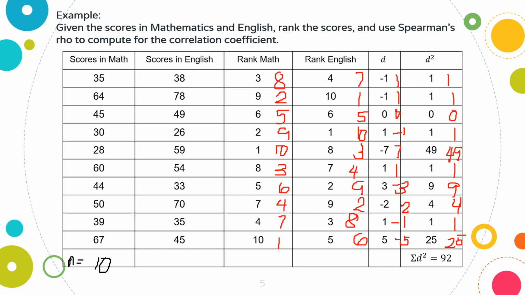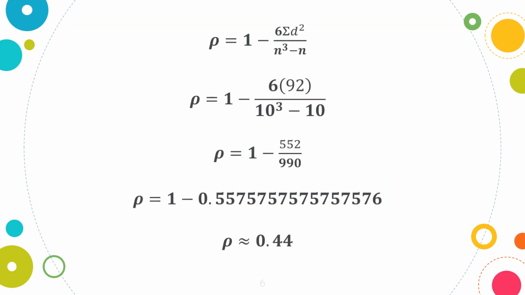Parehas lang sila. So remember this, kakailanganin natin itong summation of D squared, which is 92, and the value of our n. So we will now substitute these values to our formula. Our summation of D squared is 92, and our n is 10. So 6 times 92 is 552, all over 10 cubed minus 10, which is 990.